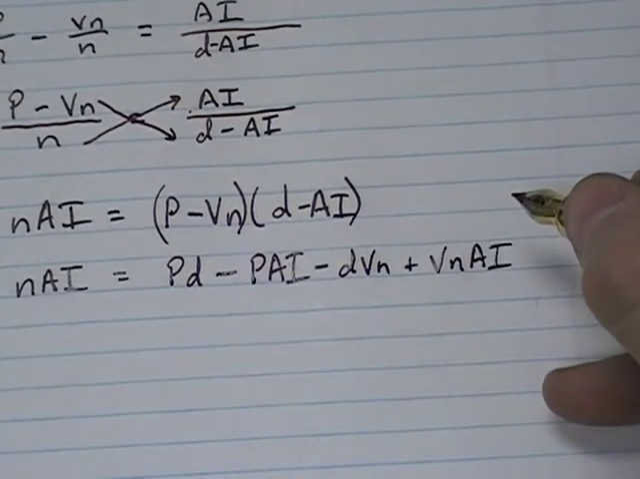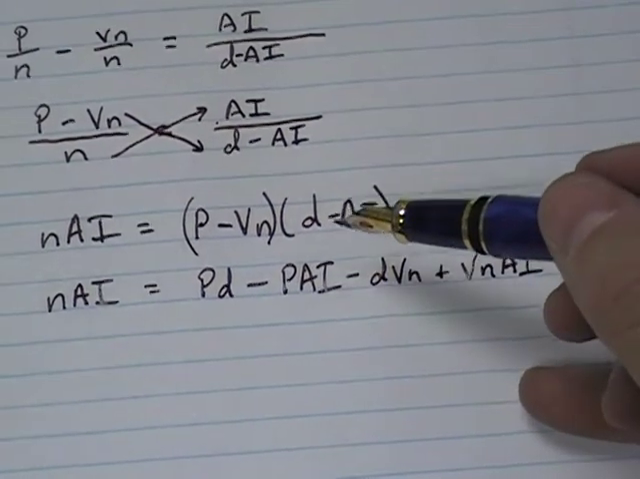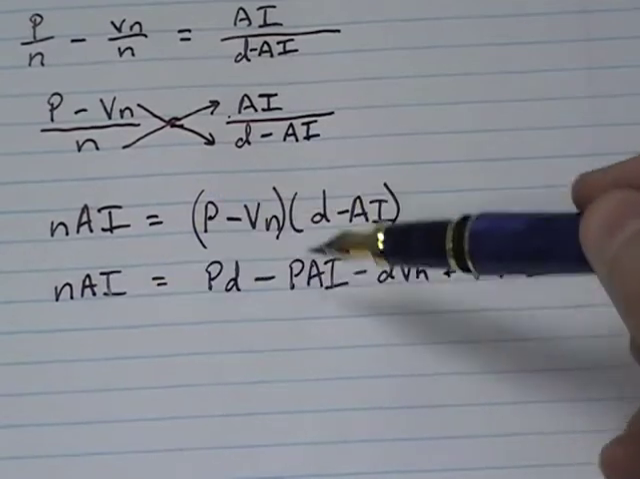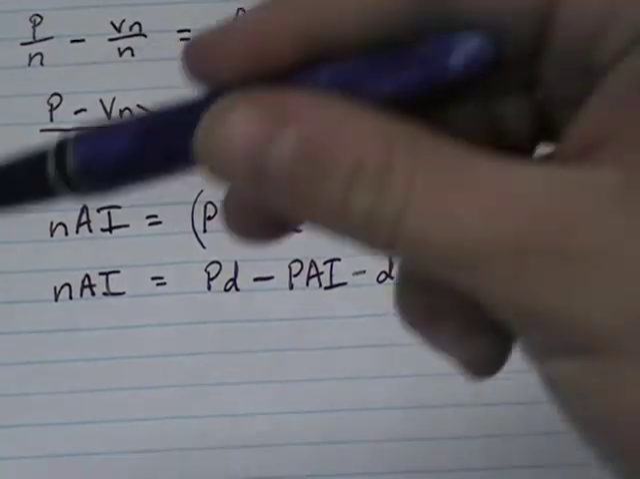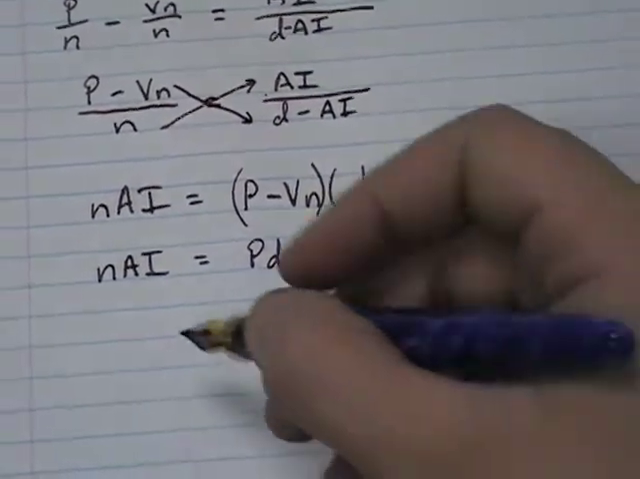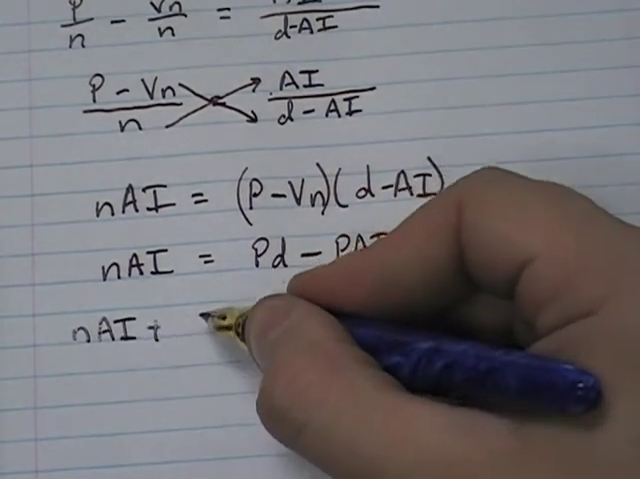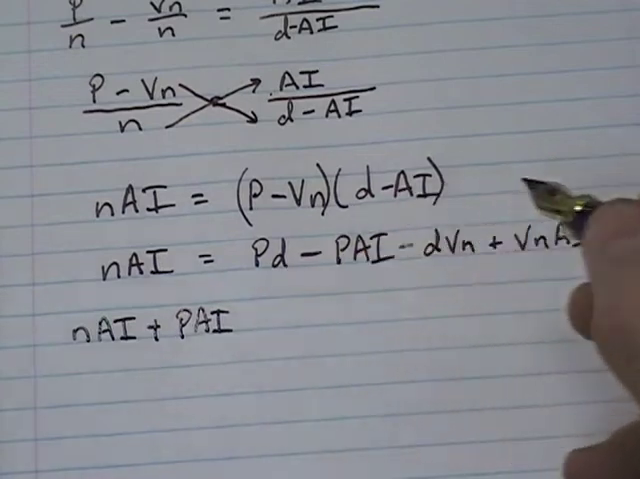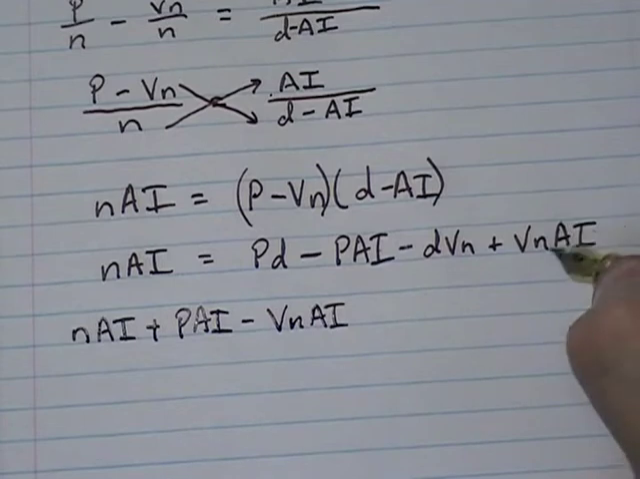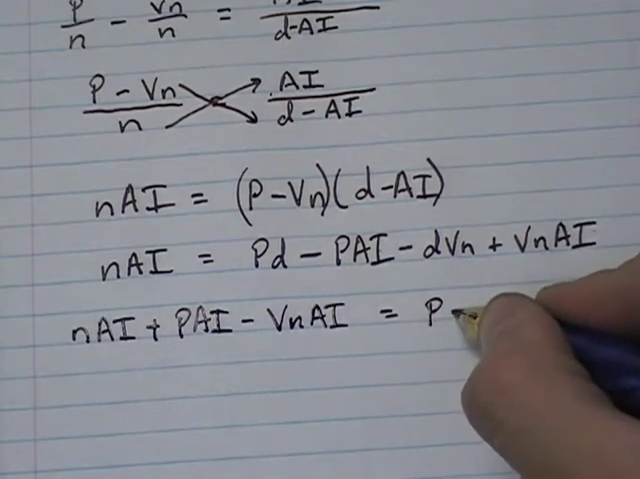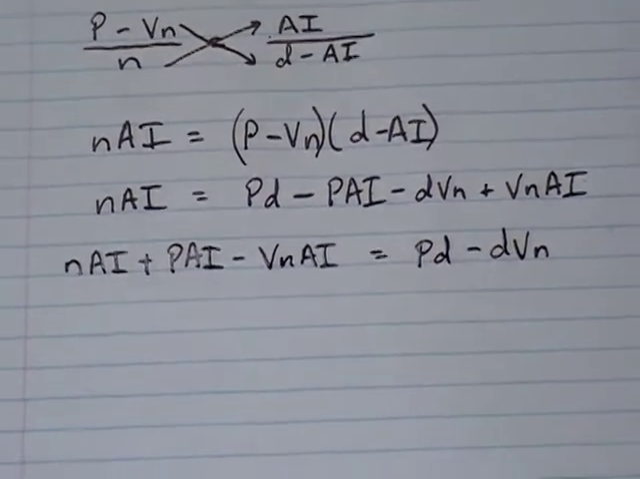Now, if I look at what I have, it's real simple, folks. I'm trying to solve for I. So I have I here, I have I here, and I have I here. I want to take those i's and move them all to one side. I'm going to move them to the left. So I have NAI plus PAI minus VNAI equals PD minus DVN.